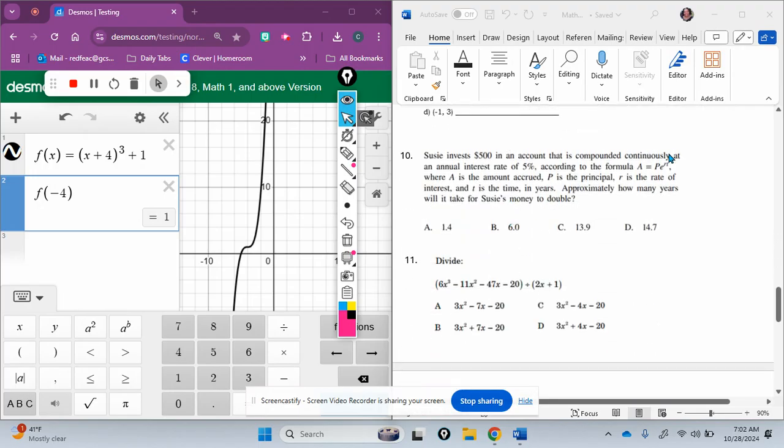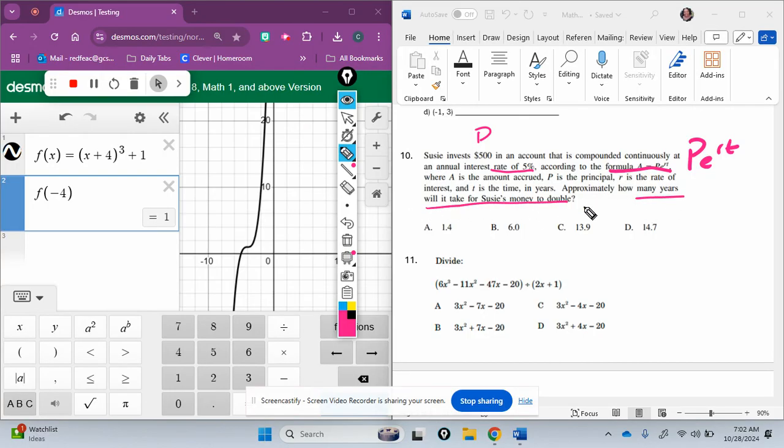And then this one says, Susie invests $500 in an account that is compounded continuously. It already told you the formula was PERT. Susie invested $500, that's our P, at an annual interest rate, that's your R, of 5%, where A is the amount accrued and T is the time in years. Approximately how many years will it take Susie to double her money?